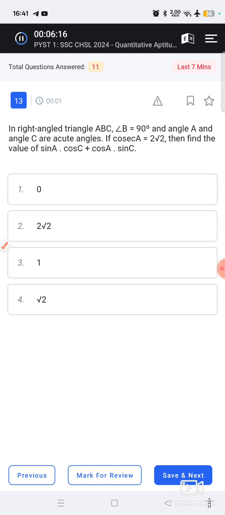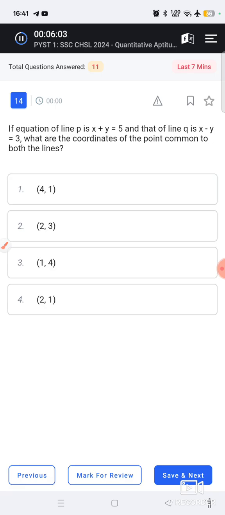In the right angle triangle ABC, angle B is 90 degrees, and angle A and angle C are acute angles. If cos A is equal to a given value, then find the value of sine. No idea, skip.